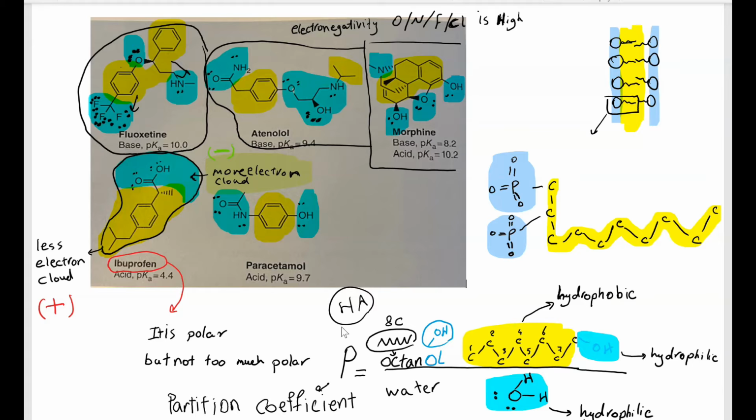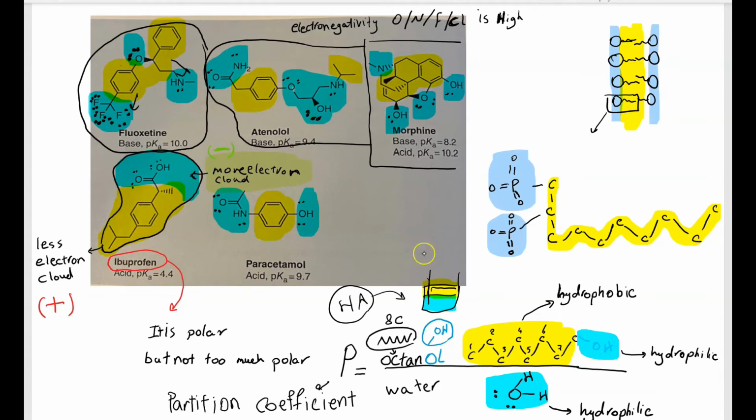That means that if we put a kind of drug into a container that has two parts of solution, one of them hydrophobic, and the other part hydrophilic, how many of these molecules will dissolve into the hydrophobic solvent, and how many of them will dissolve in the hydrophilic solvent? So for this reason, we will make a solution.